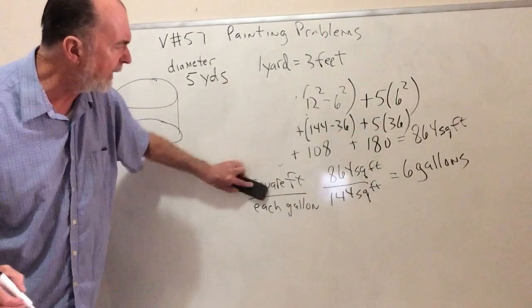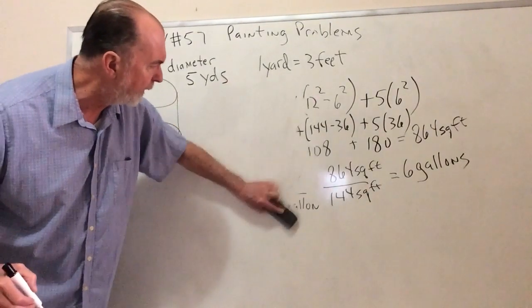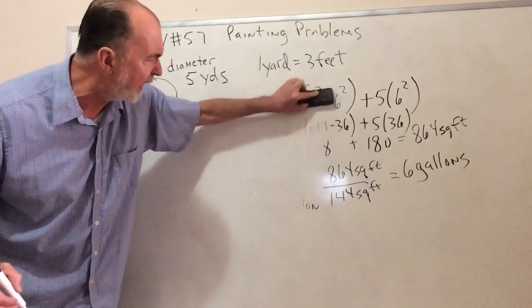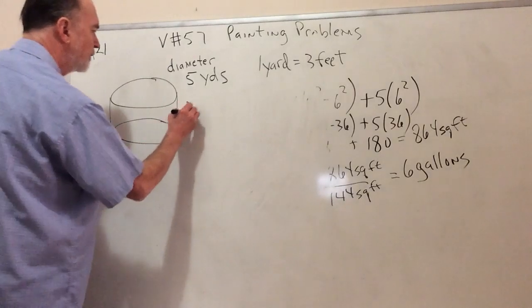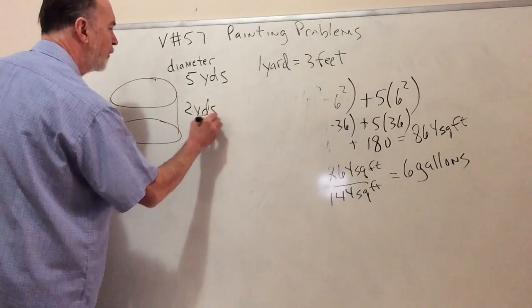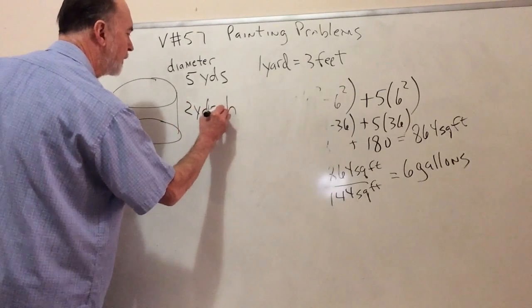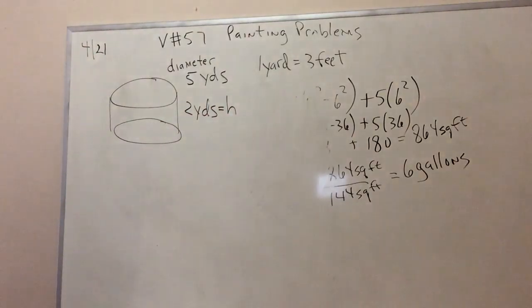And the height would be, let's see, 6 feet. Height would be around 2 yards. Call the height 2 yards. Okay, that's H. All right? And I need to paint this as well, and we'll change the gallon thing.